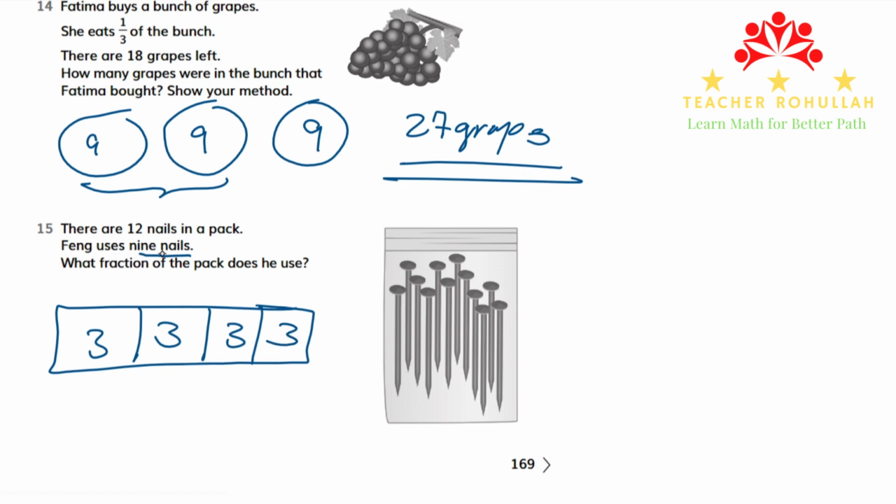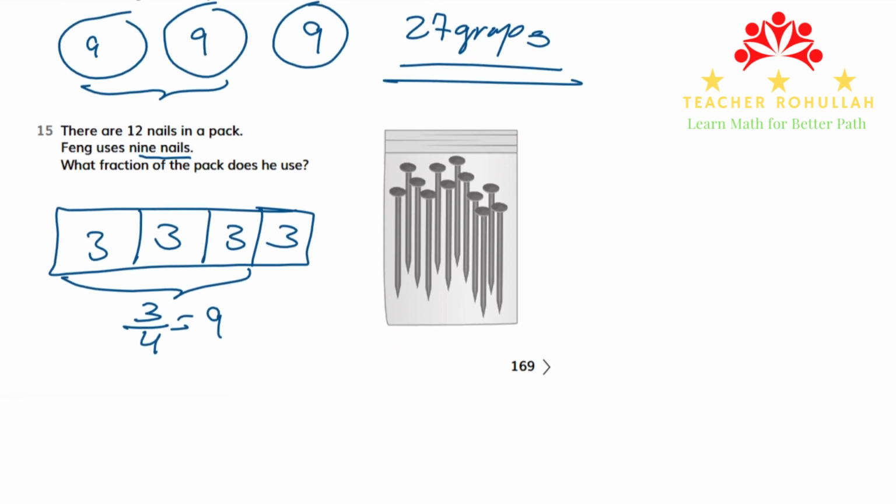Because he has used 9 of them, we can write that 3/4 of the whole nails are used by Feng. 3/4, which is equal to 9. 3 plus 3 is 6, and 6 plus 3 is 9. This is the answer to question 15. So with question 15, the whole exercise, which is exercise 12.1, is solved.